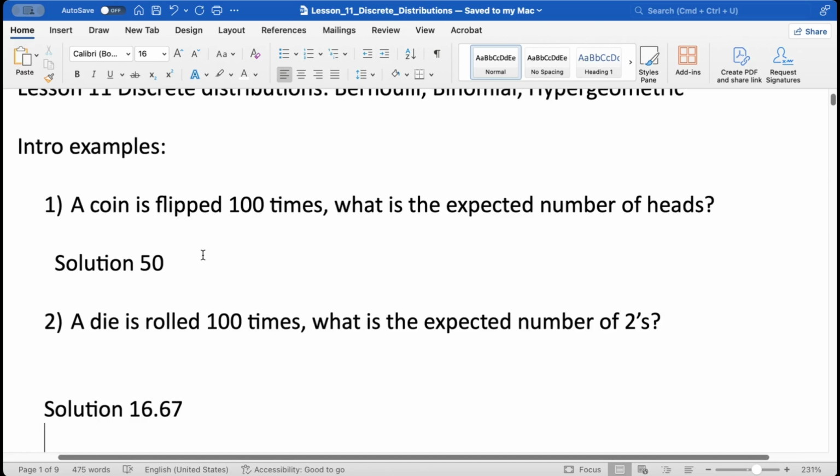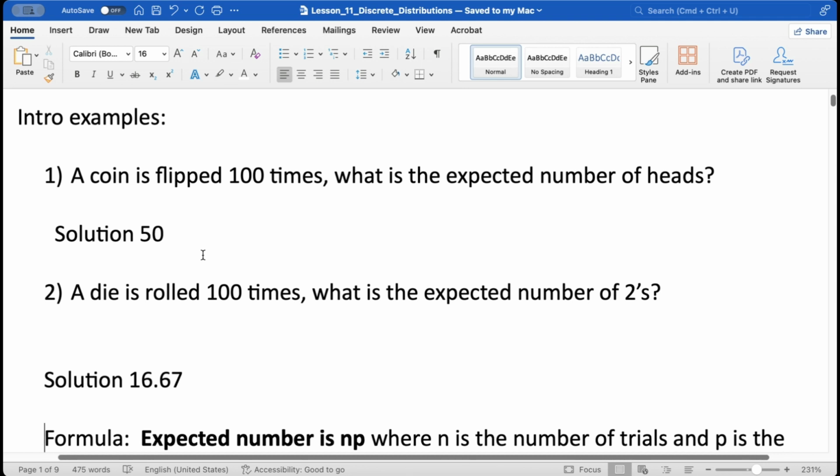It's 16.67, rounded off. So in general, for this type of situation, the expected value is n, number of trials, times the probability of success. So in the first example, it's 100 times a half is 50. In the second example, the probability of rolling a 2 is 1/6.